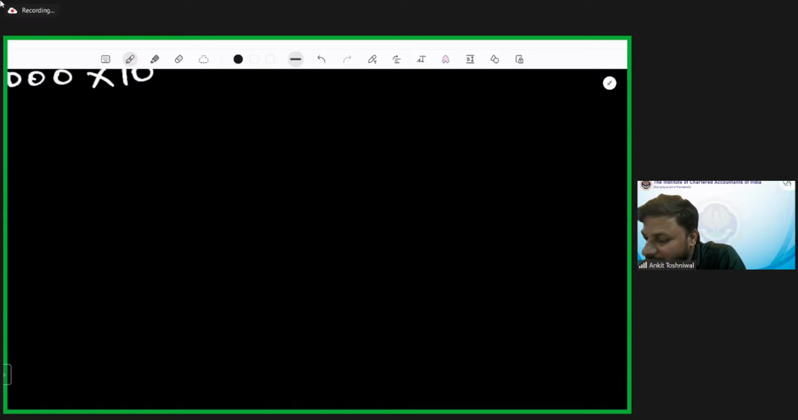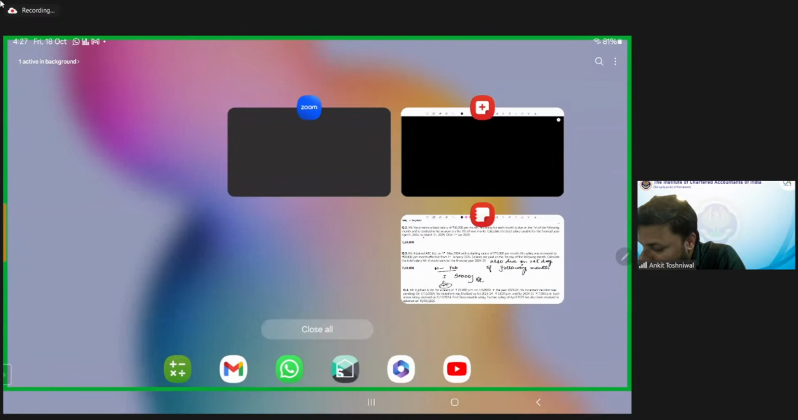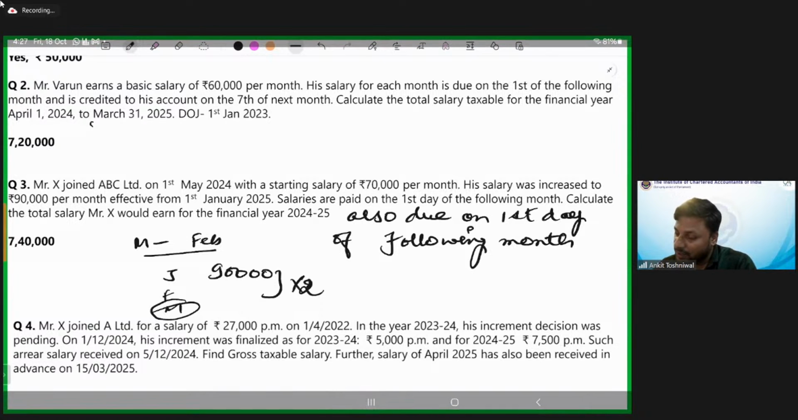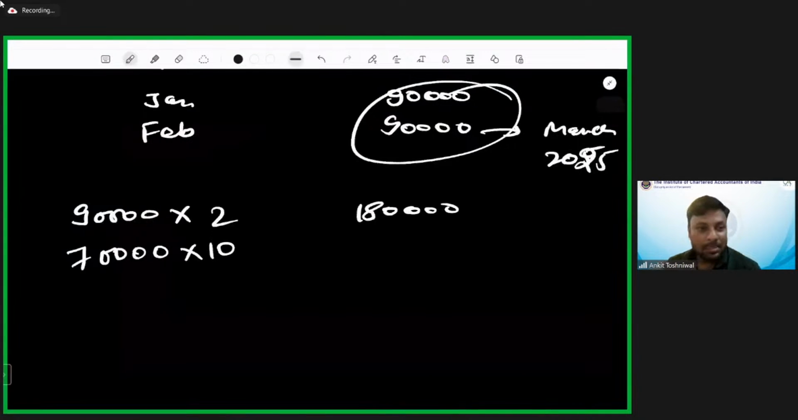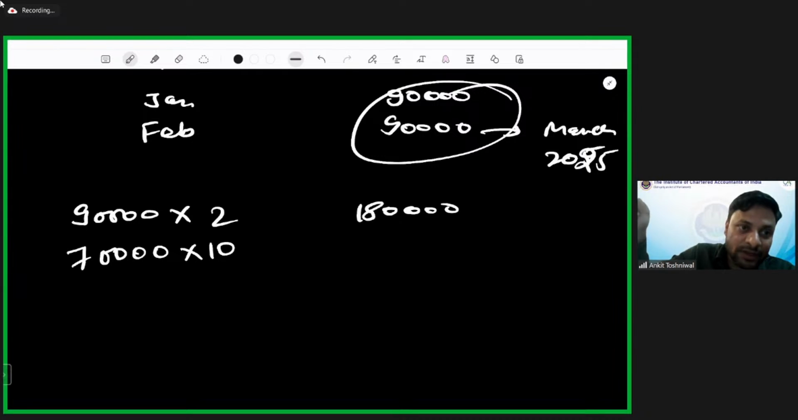The person joined in May. Which May? Let's check. Oh, he joined on 1st May. Correct. If he joined on 1st May, then the salary of April we do not need to count. Salary of March we do not need to count. See, I was just explaining the concept. If the salary is due in the next month and also received in the next month, then generally we cover the salary from March to February, from last March to this February.